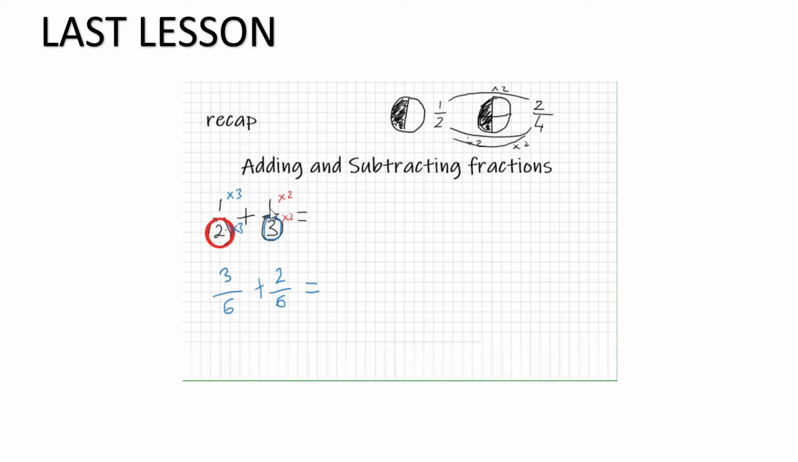Now, with the adding, we can go ahead and do the simple adding now. Now we can do 3 plus 2, which is 5. We can go ahead and do the operation. And the 6s, will they stay the same? So now we know that 5/6 is the answer. 1/2 plus 1/3 is 5/6.